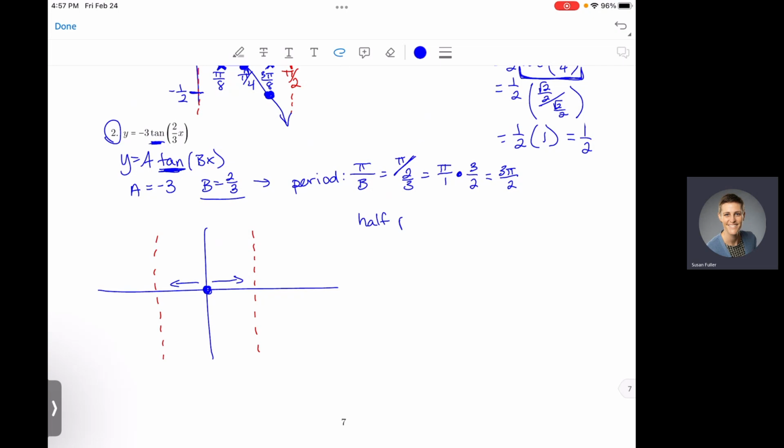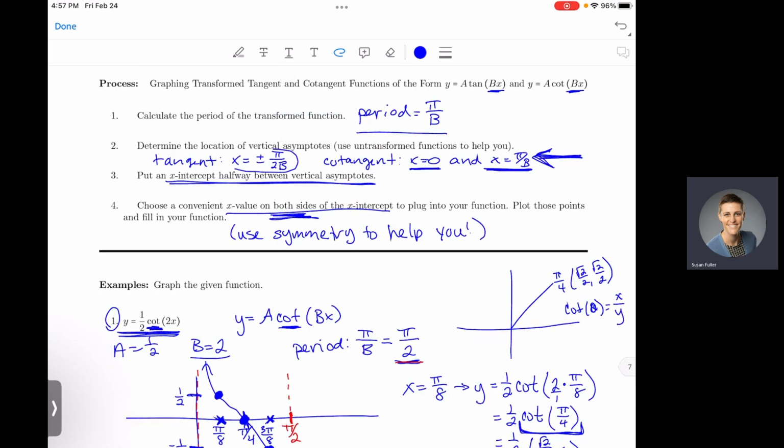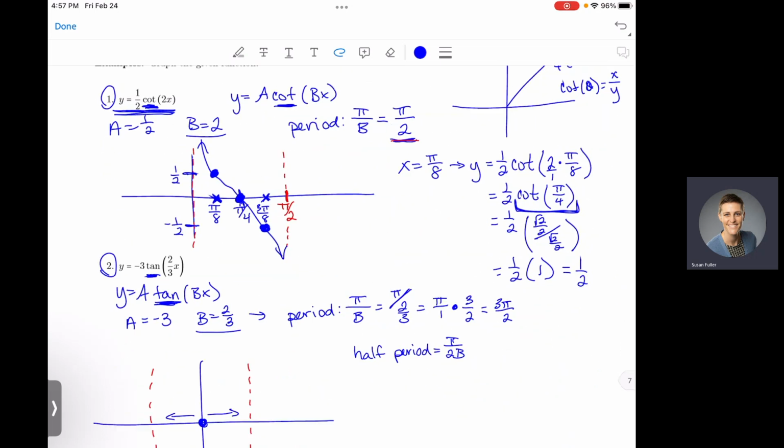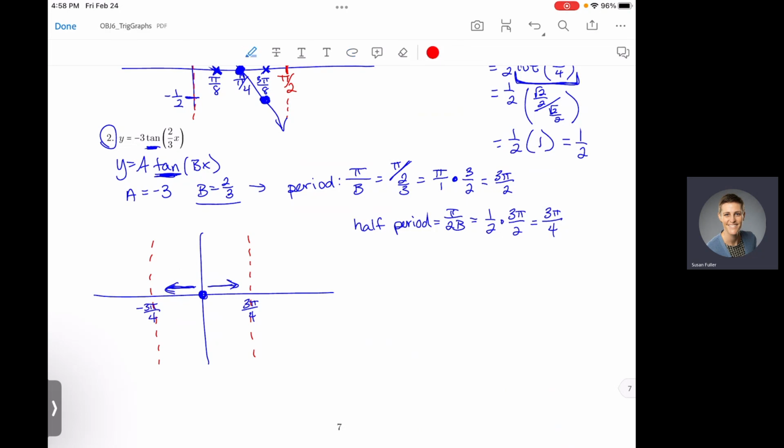Half of our period is that pi over 2b that I gave you up here. So we're basically just going to take half of what we got for our period. So that's going to be 1/2 times our 3 pi over 2. That means our vertical asymptotes are going to be 3 pi over 4 units away from 0. So from 0, we'll go to the right by 3 pi over 4 units, and we'll go to the left by 3 pi over 4 units. So that's where our vertical asymptotes happen.